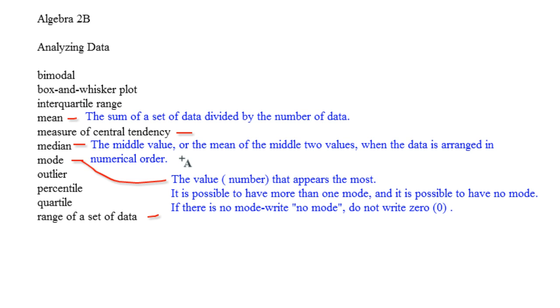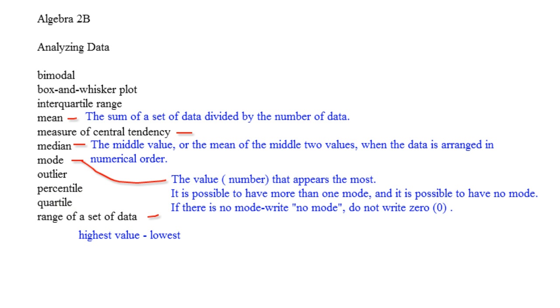The mode is the value or number that appears the most. It is possible to have more than one mode. It is possible to have no mode. If there is no mode, write no mode. Do not write 0. And the range of a data set is going to be the highest value minus the lowest value. That one's pretty simple.